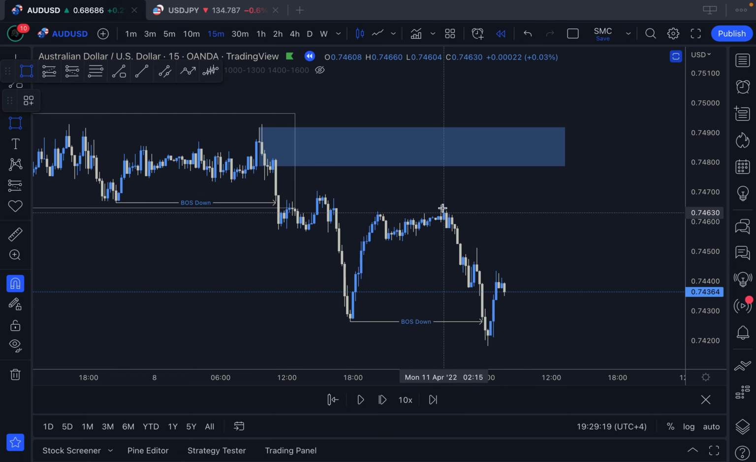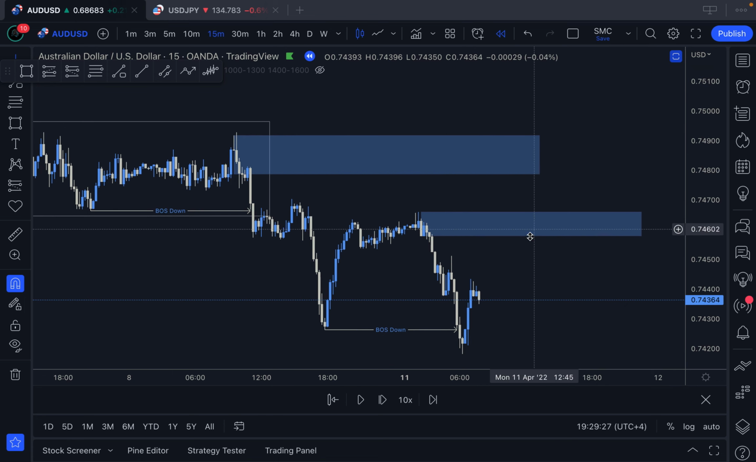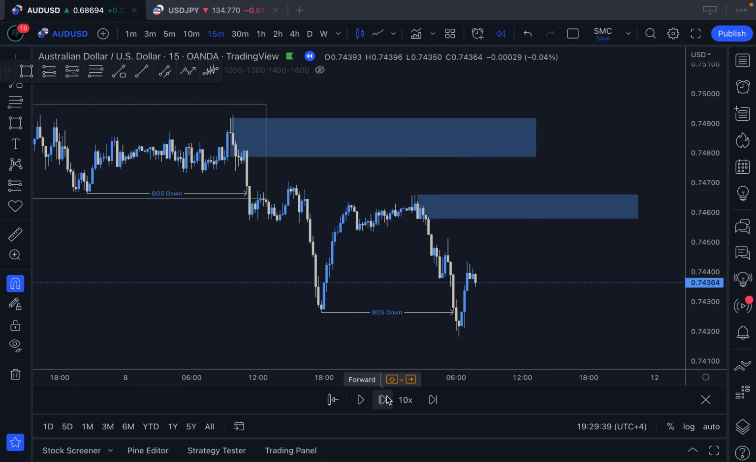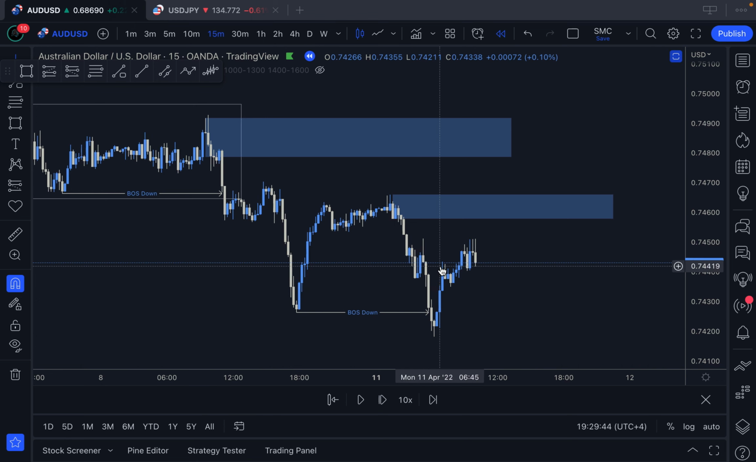So we will mark this area, all right, as our supply zone. Okay, because this is the area from where the price started moving down. So we'll consider this bullish candle before the move to the down, and let's just see how the price plays out. Again, we'll be setting our sell limit somewhere over here.